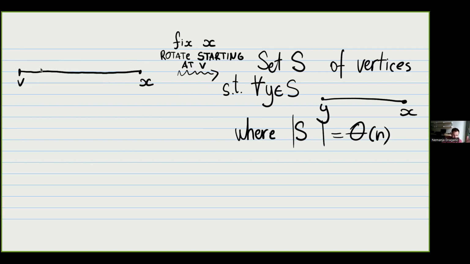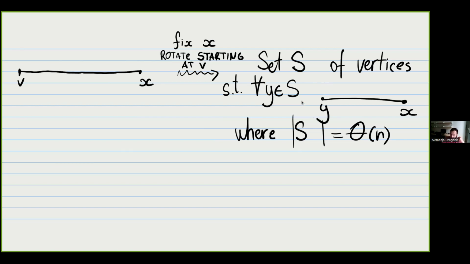So do this procedure which I did before. You rotate from v, and then you obtain a set of vertices, say S, such that y, x are the endpoints of a longest path. And S is of linear size. So you can do these rotations. X will always be fixed. You'll never reach it by rotations, by the property that there are no edges between endpoints. And so x will remain fixed, and you'll get linearly many y's for this x.